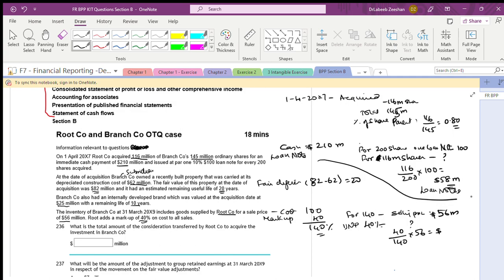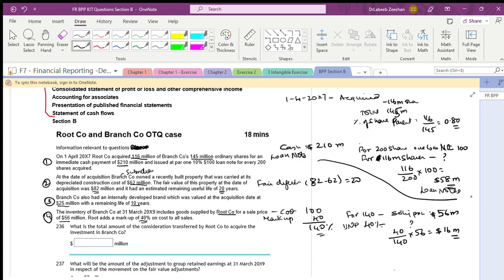40 divided by 140 into 56, it comes to 16 million. Fine. Now that's as simple as that. Now, how much is there? We have now, see, these are the how many scenarios there? 1, 2, 3, 4. Is it right? See, you plan it.